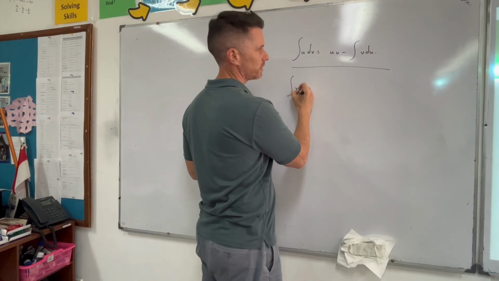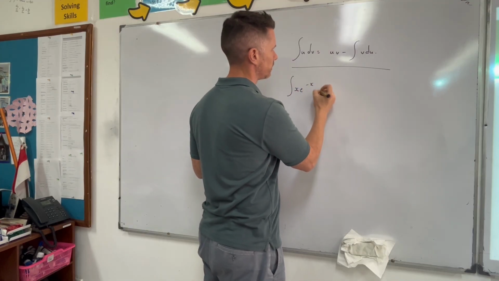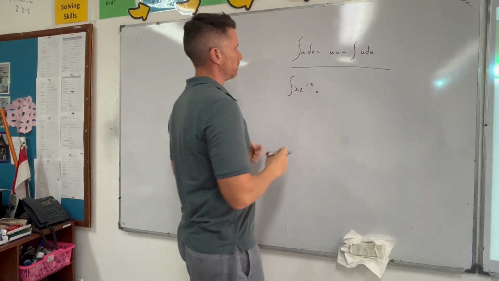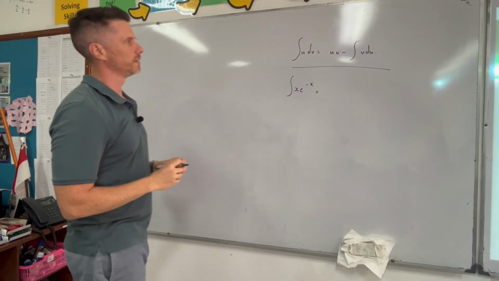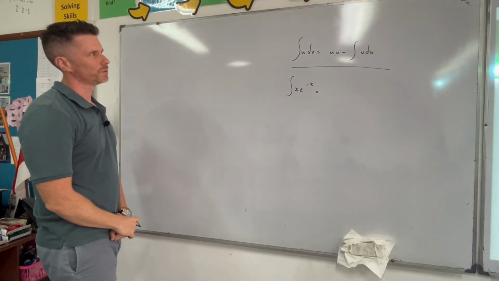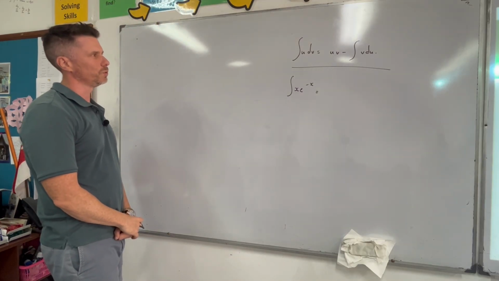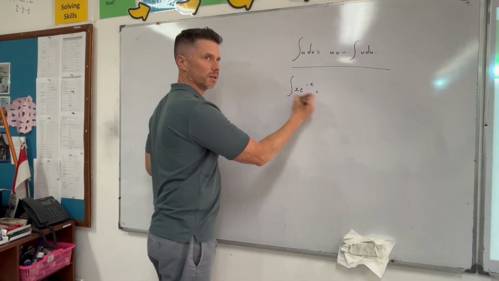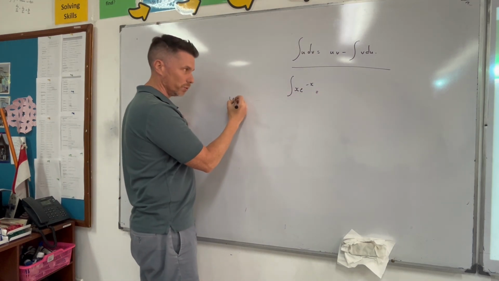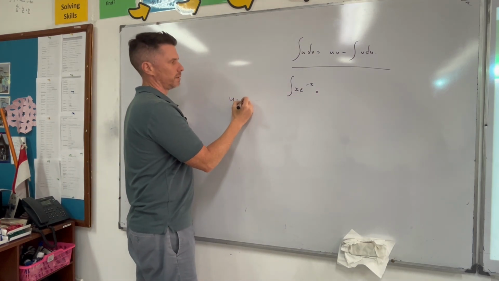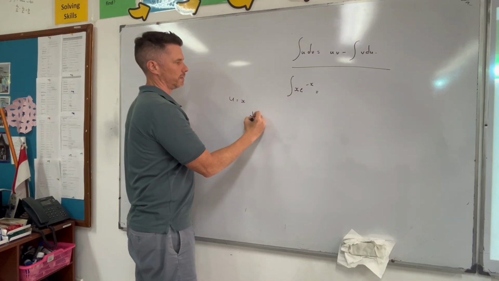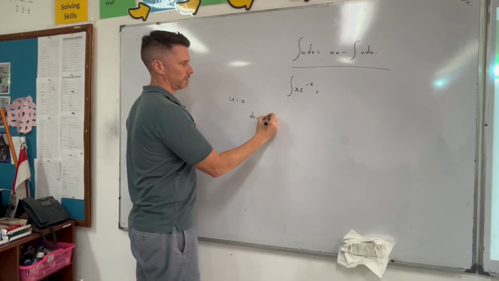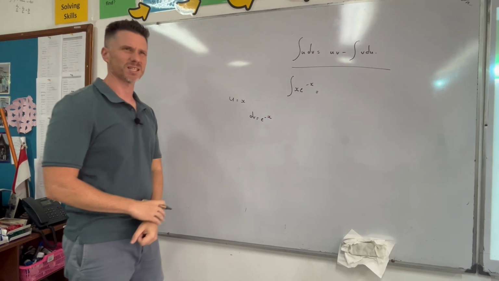So we have x e to the negative x equals. Right. What was v and u and v du? What do I have over here then? I have u and I have dv, e to the negative x, yeah? Does that make sense?